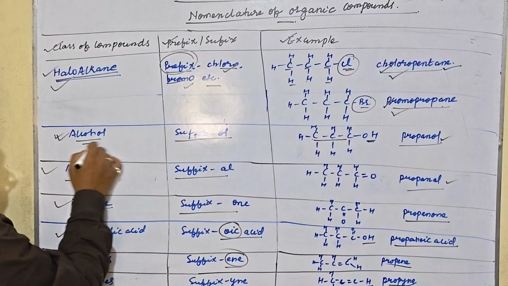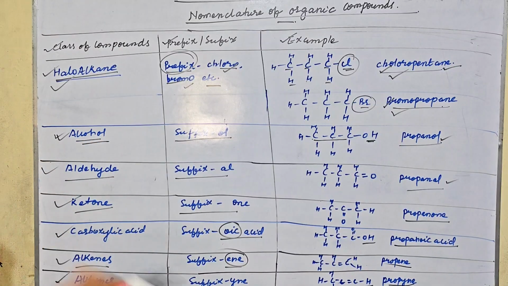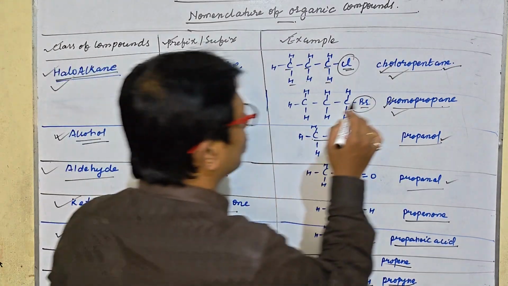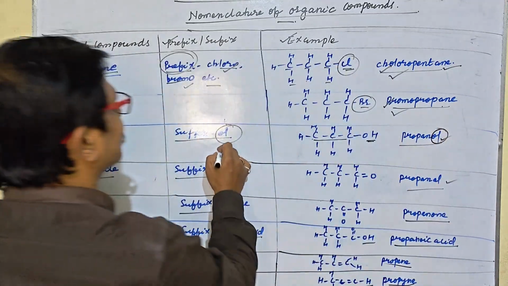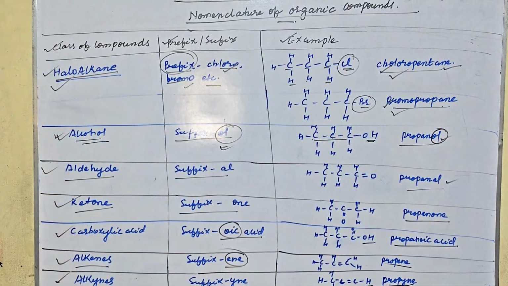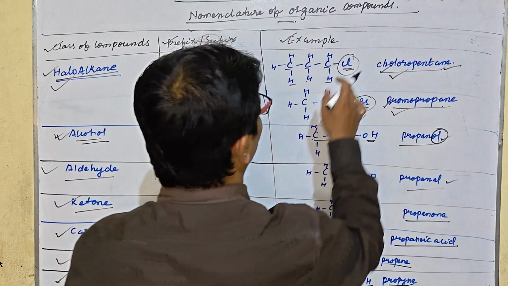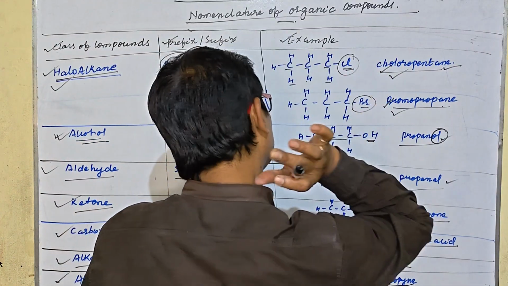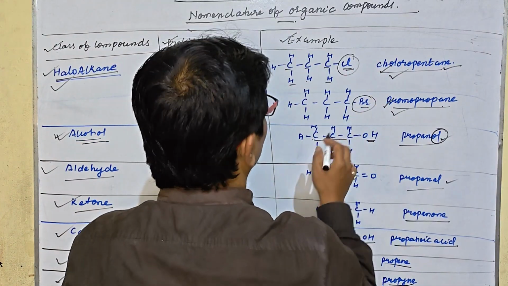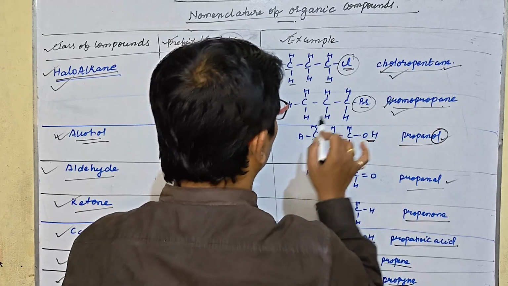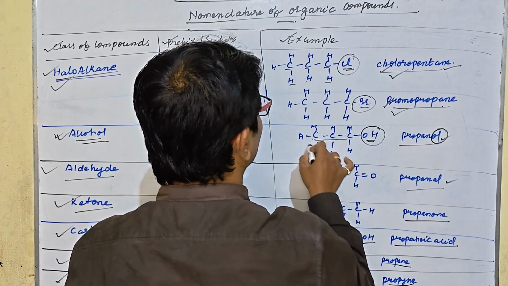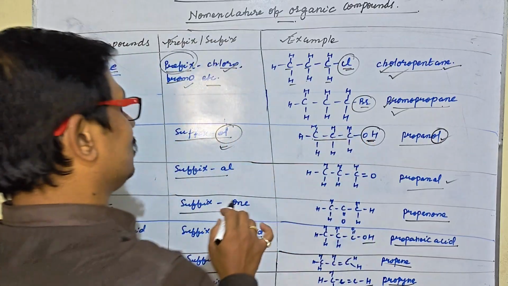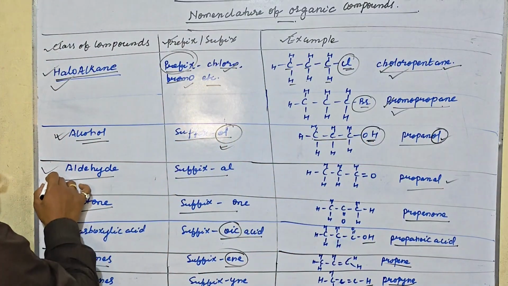So the second one is alcohol. Alcohol, the suffix is ol. Just go through the example. There is propanol, the ol is the main thing, the suffix is there. And in alcohol, the functional group is OH. In bromo and chloro, the functional groups are Cl and Br. There are 3 carbons attached with the OH. This is the example of propanol.